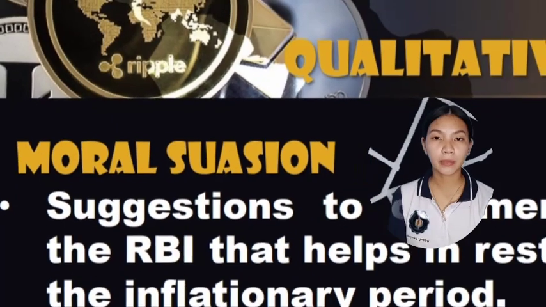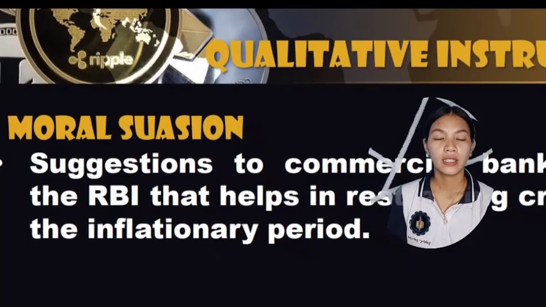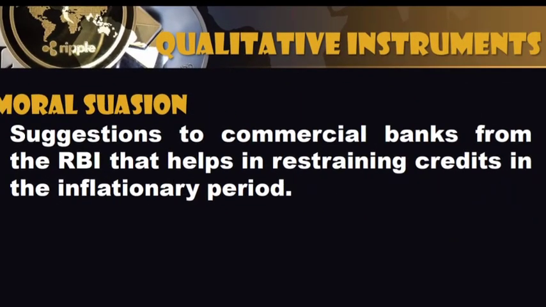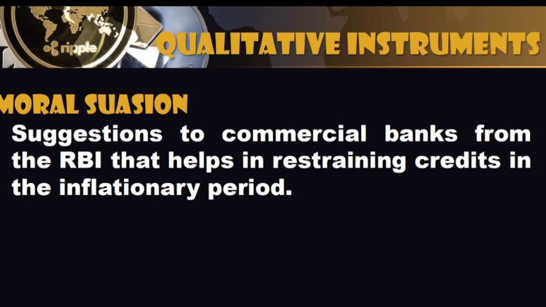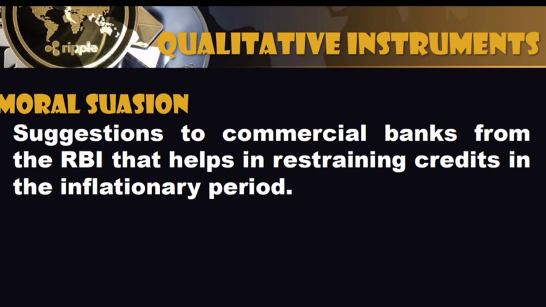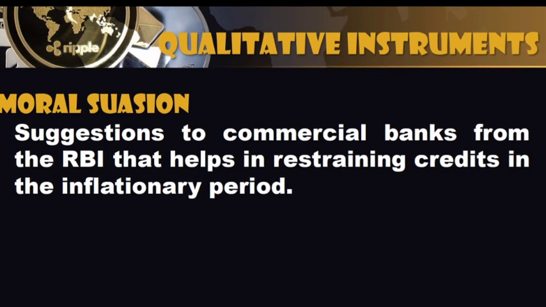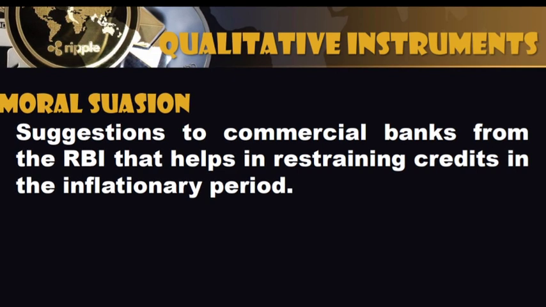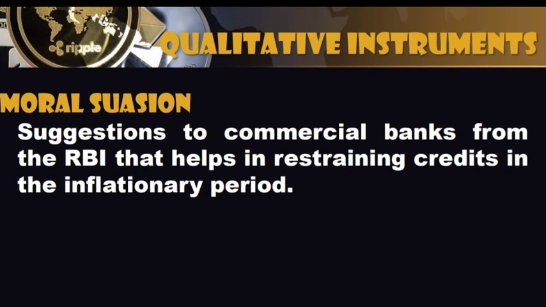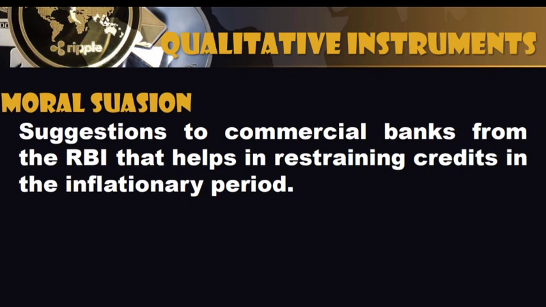The last instrument under qualitative is moral suasion. In moral suasion, the RBI gives suggestions to commercial banks that help in restraining credit in the inflationary period. When we say moral suasion, it means persuasion and request. It is to arrest an inflationary situation. The central bank persuades and requests the commercial banks to refrain from giving loans for speculative and non-essential purposes.